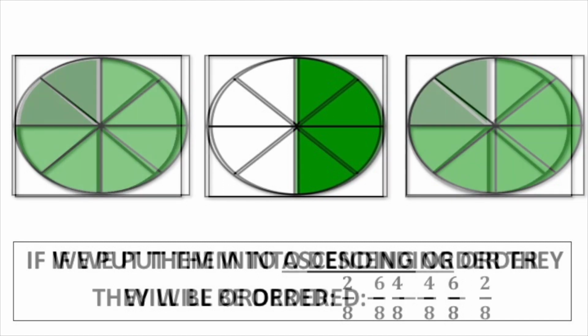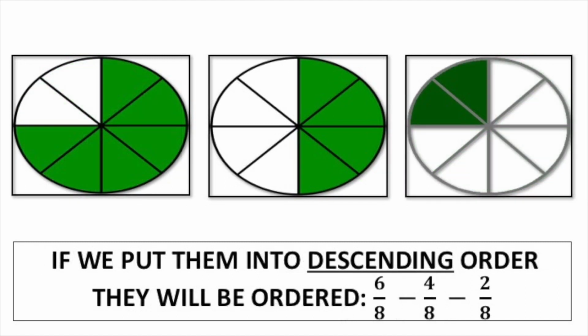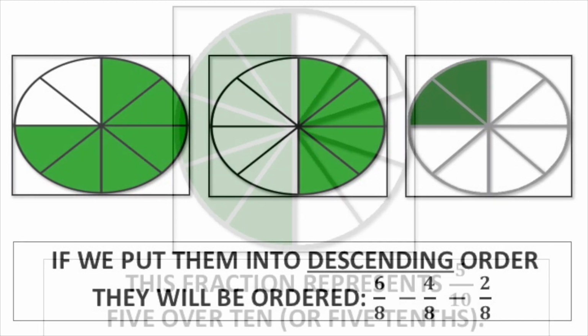But then, if we put them into descending order, they will be ordered 6/8, 4/8, 2/8. You see, descending is going the other way. We start with the biggest and then work our way down. Ascending, smallest to biggest. Descending, biggest to smallest.